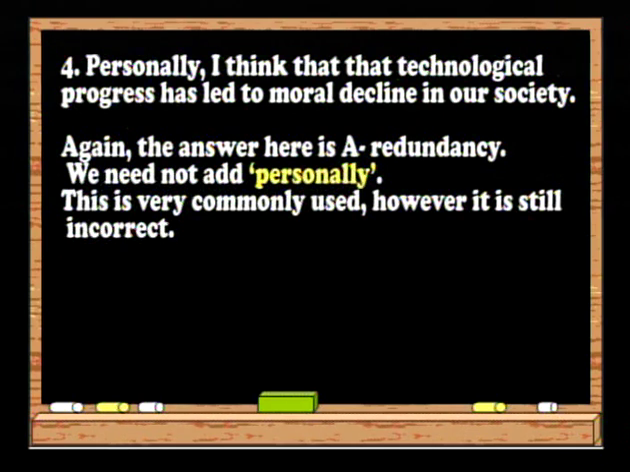Personally, I think that technological progress has led to moral decline in our society. Again, the answer here is A, redundancy. We need not add personally. This is very commonly used. However, it is still incorrect.